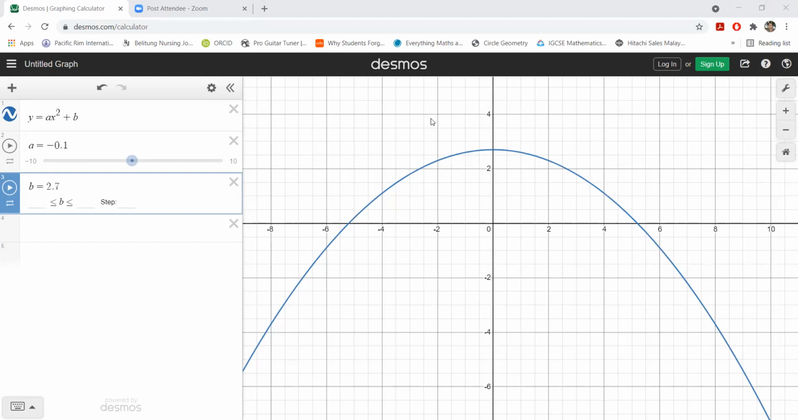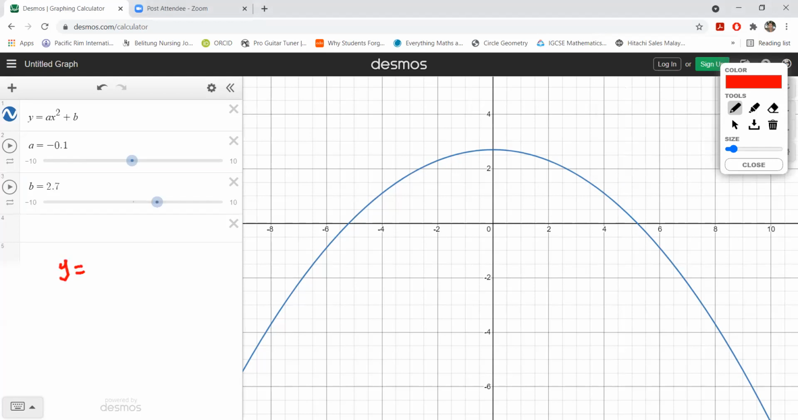So your equation now is going to be in this form, y equals ax squared plus b. So a is -0.1. And that's why your graph is upside down, because that a value is negative. So y equals -0.1 x squared, and b is 2.7. So plus 2.7. So that's your answer there for that one.